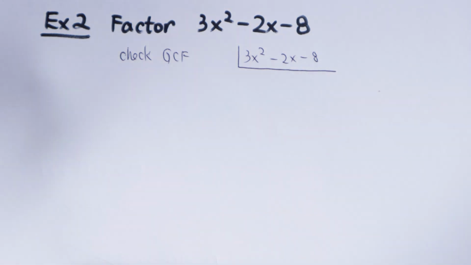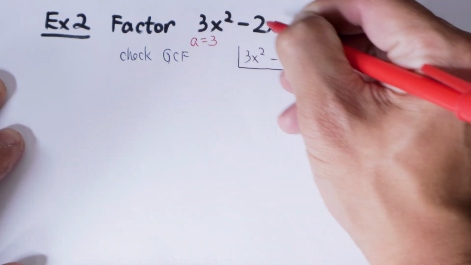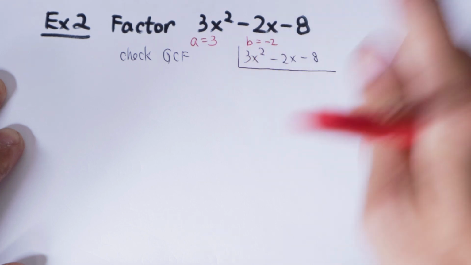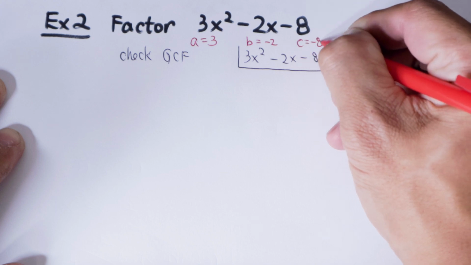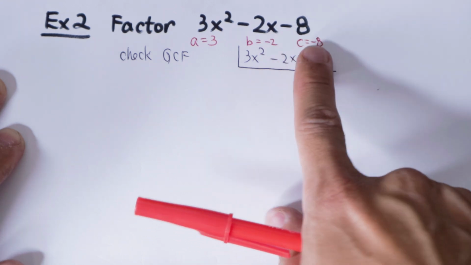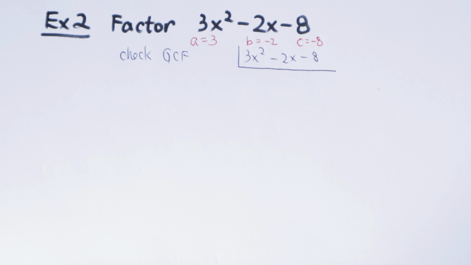When there's no GCF, that means your A is going to be 3, your B is going to be negative 2. Do not forget about the negative sign in front of the 2. And C is negative 8. Same thing, do not forget about the negative sign in front of the 8.